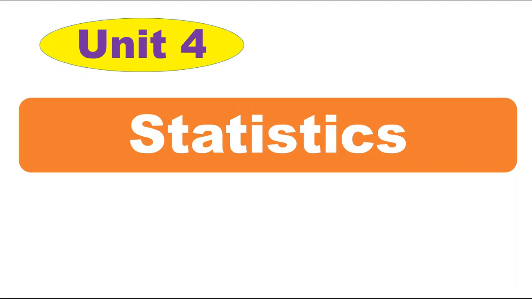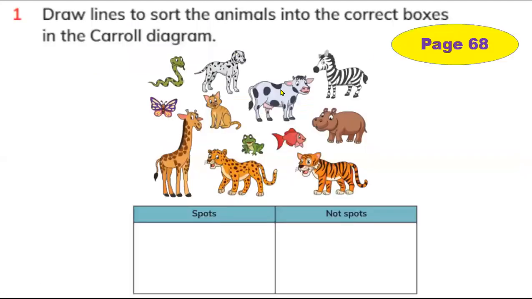Today we are going to learn statistics. Okay, so this is unit 4. We are going to look at what statistics is. First I'm going to tell you we use this word statistics to sort different things. The things have the same features or different features, right? So we are going to start from page 68 in your math learner's book, right?